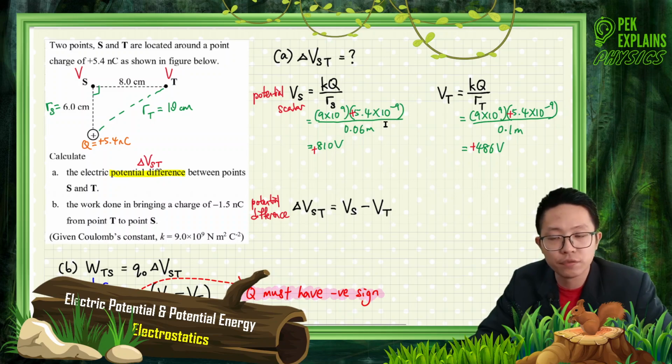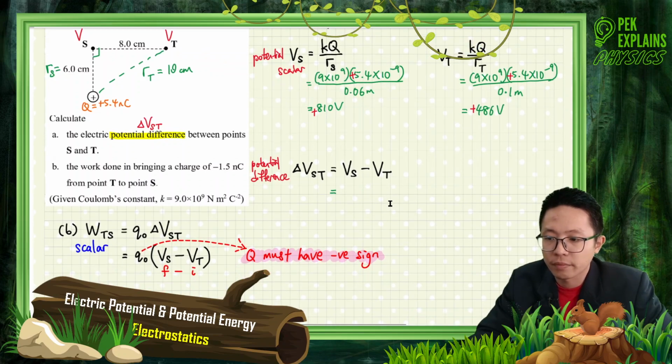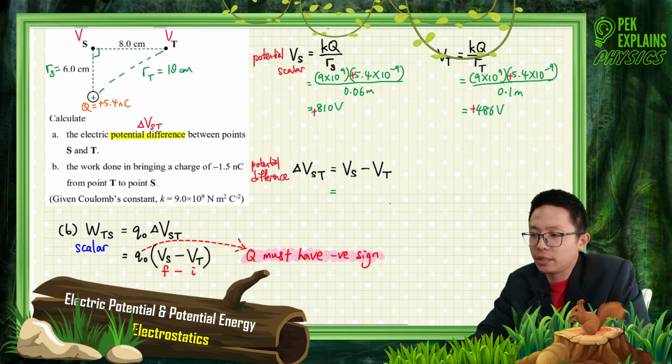I've already got the potential for each point, so now is to find the potential difference between the two points. Just minus out. Delta VST is Vs minus Vt. Because the sequence is S and T, better we write as delta VST.